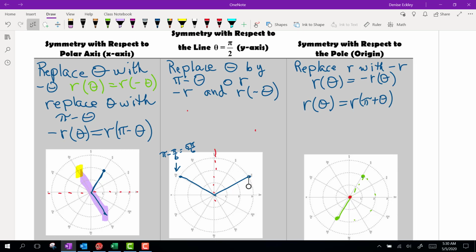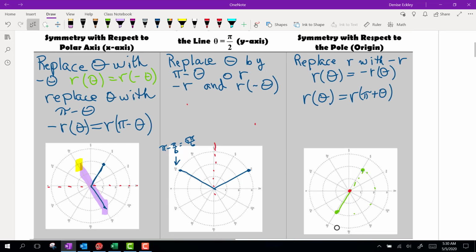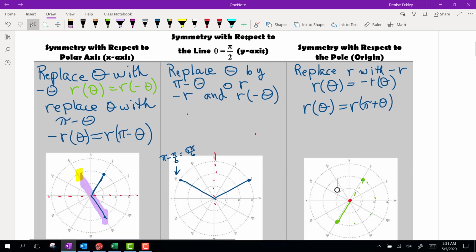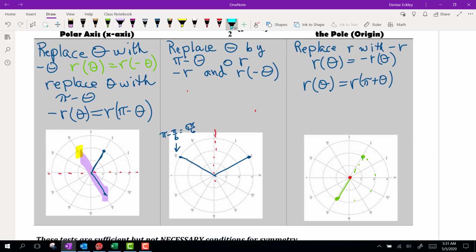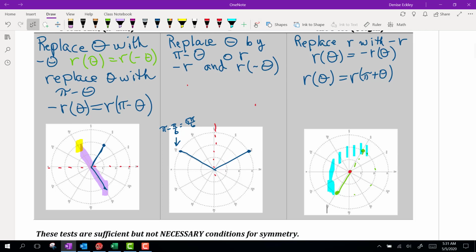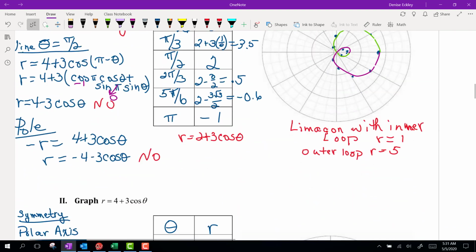And then finally, the last one is with respect to the pole. So we can do either the negative of it, so that'll take r from one side to the other, or if you just take theta and add pi, so if you're here and you add pi around to the other side, you would be over here anyway. All right, so those are our symmetry tests.